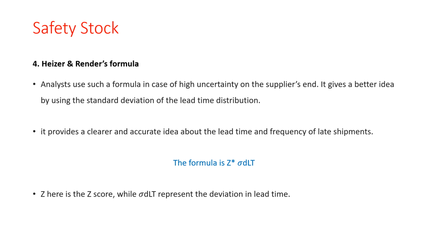It gives a better idea by using the standard deviation of the lead time distribution. Standard deviation means what? Sigma L for the lead time. This formula does not take into account demand changes. We are not changing the demand value here. Okay, so the formula is Z times sigma DLT. Z is the Z score, while sigma DLT represents the deviation in the lead time.